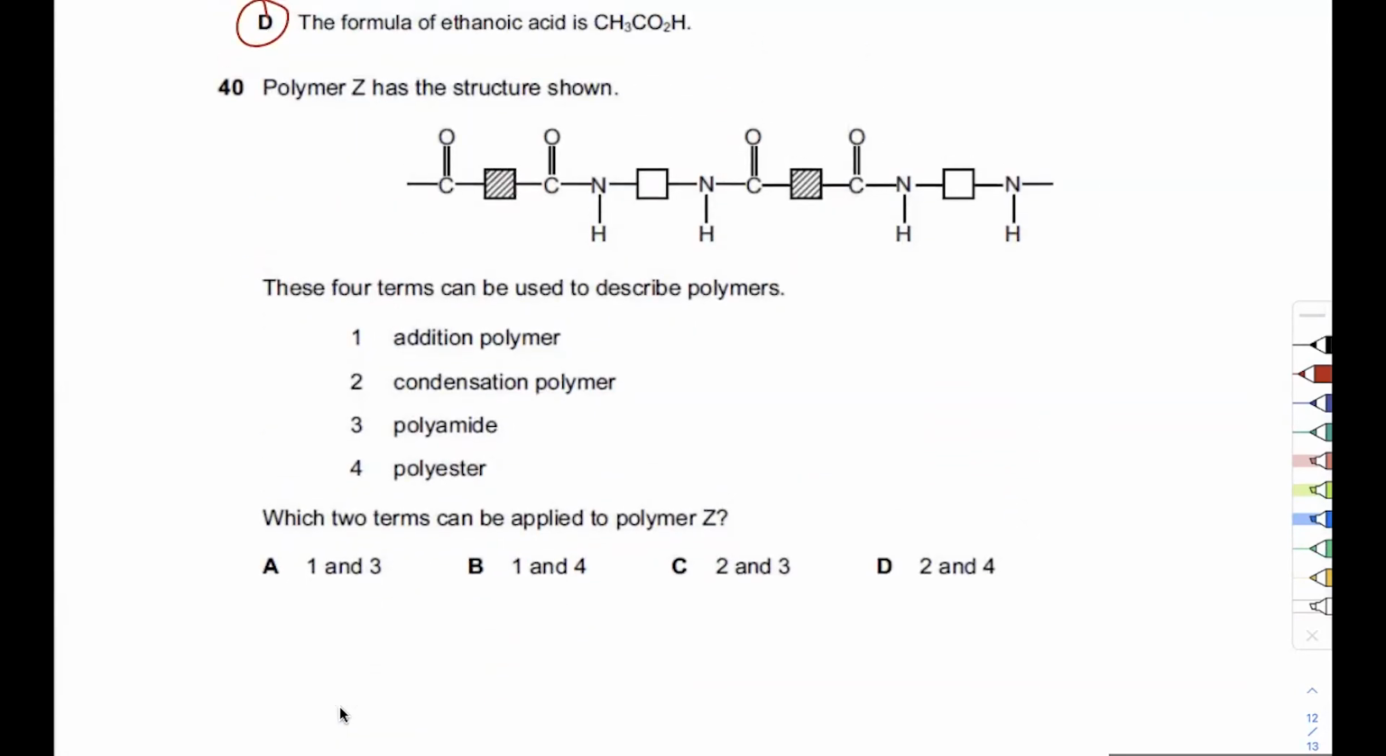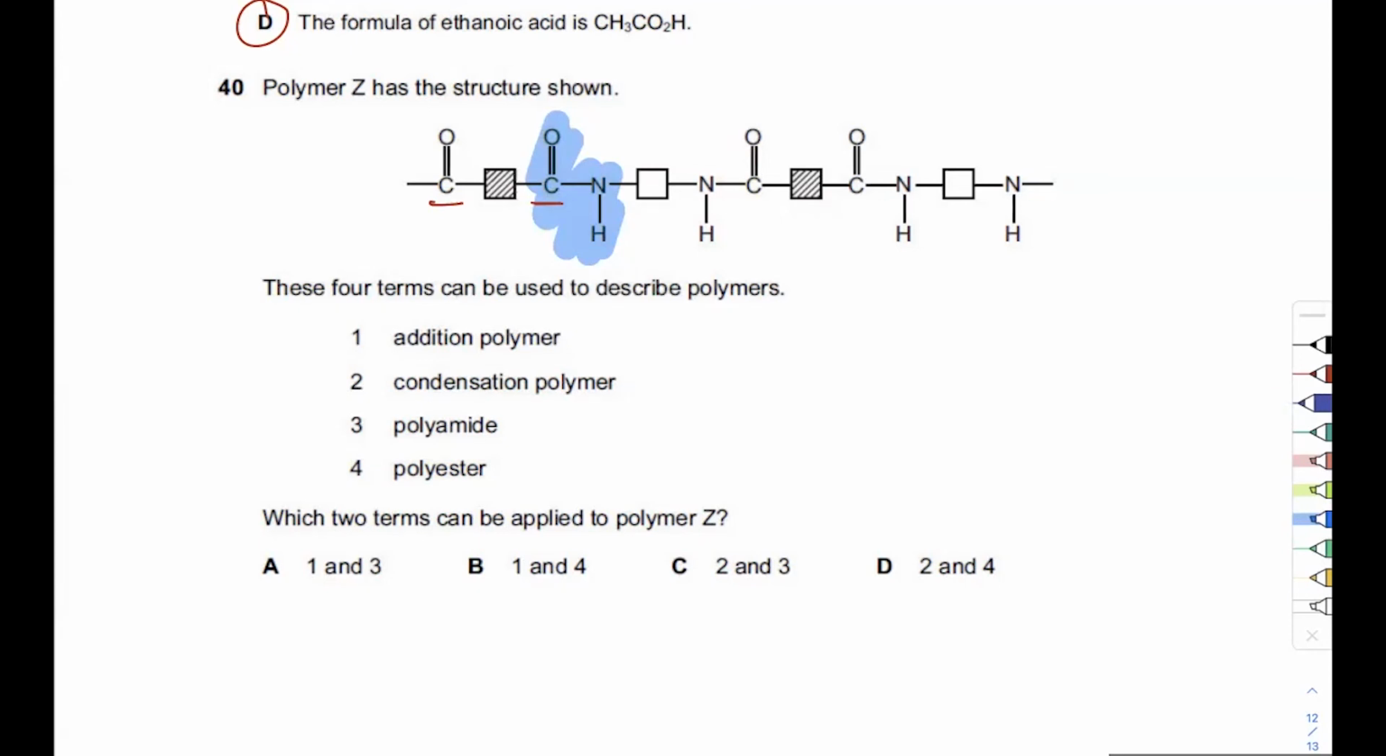Polymer Z has a structure of this form. Let's identify it. So first of all, it has carbon on both sides. So this is a man-made polymer, not a natural polymer. A natural polymer will switch. It will have carbon and nitrogen on either side. Then the linkage is an amide linkage. So this is a polyamide.